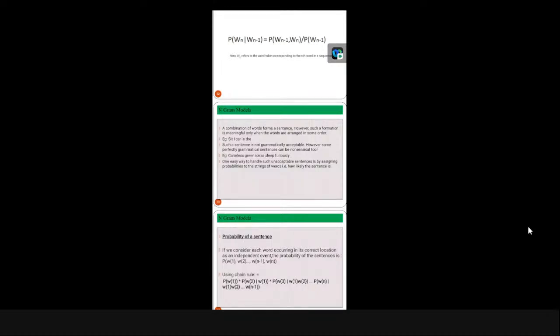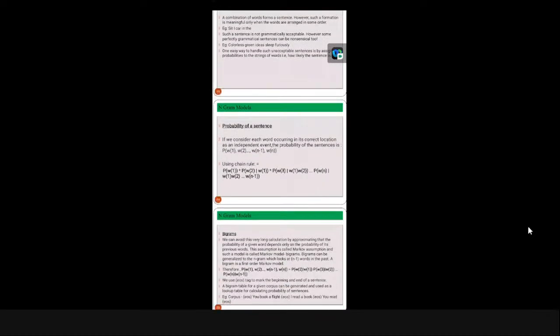So one easy way to handle such unacceptable sentences is by assigning probabilities to every string of words. That means how likely those words can appear in the sentence. For that, we do have the machine learning model, that means the probability of a sentence calculation. If we consider each word in a sentence occurring in its correct location as an independent event, then the probability of the sentence can be given by probability of W1, W2, W3, until we reach the Wnth word in that particular sentence.